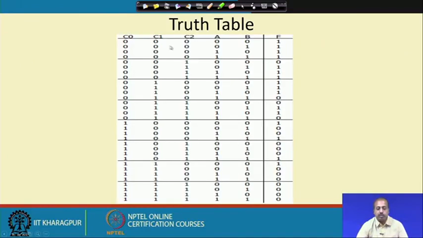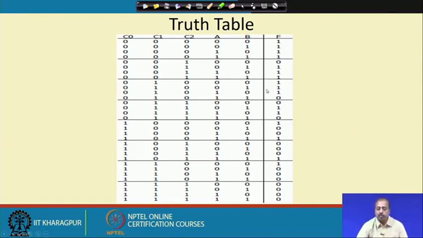In this truth table, we have C 0, C 1, C 2. This is 0 0 0, and then A and B. This is a constant function, so irrespective of the values of A and B, the output will be 1. Similarly, for 0 0 1, this is the OR of A and B, so the OR function is realized here. Then 0 1 0 is the NAND function, so it is doing the NAND here.